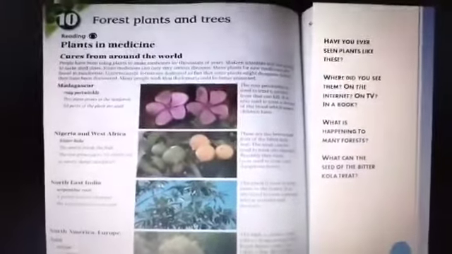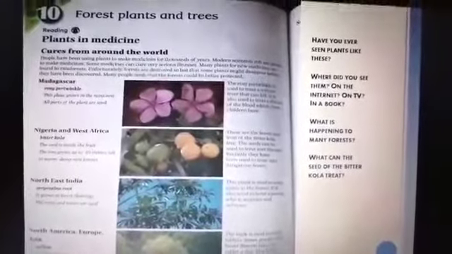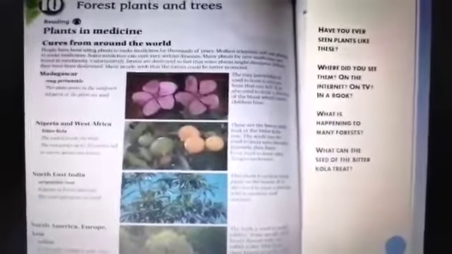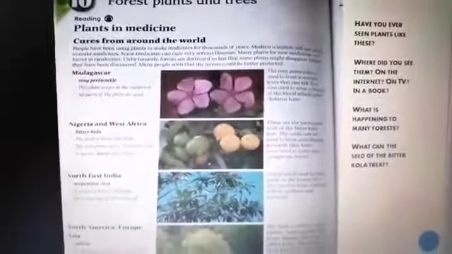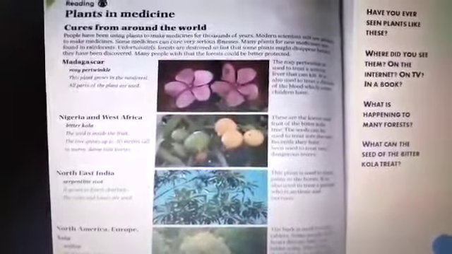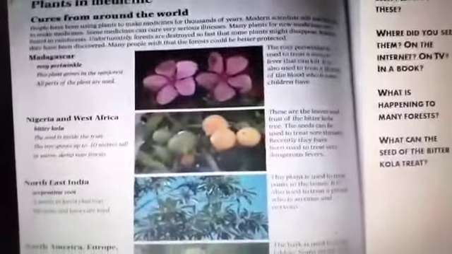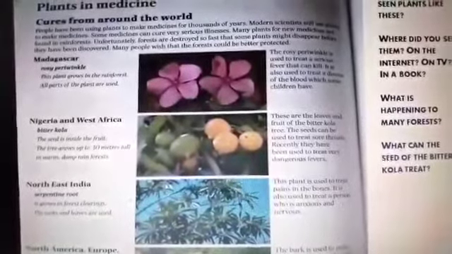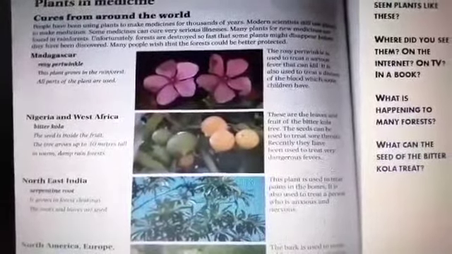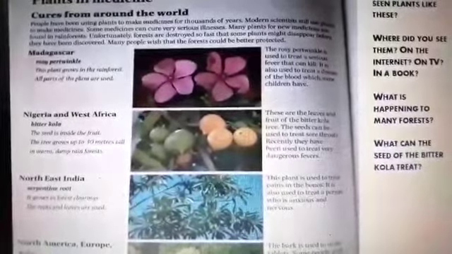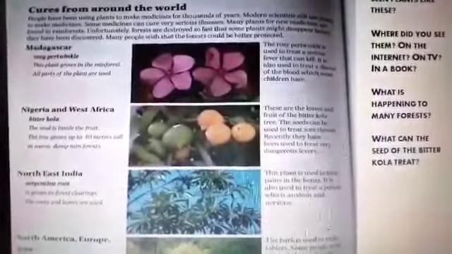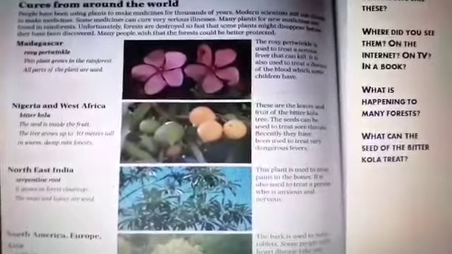Unit 10. Forest plants and trees. Reading. Plants in medicine. Cures from around the world. People have been using plants to make medicines for thousands of years. Modern scientists still use plants to make medicines. Some medicines can cure very serious illnesses. Many plants for new medicines are found in rainforests. Unfortunately, forests are destroyed so fast that some plants might disappear before they have been discovered. Many people wish that the forests could be better protected.